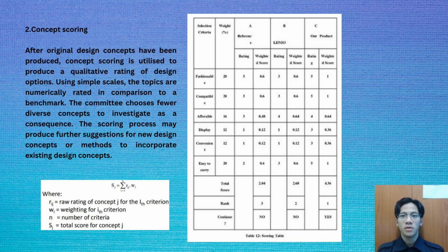As a result, the committee selects a smaller number of different concepts to pursue. Extra ideas for new design concepts or ways to integrate design concepts may emerge as a result of the scoring procedure. Once the ratings have been entered for each concept, the raw scores are multiplied by the criteria weight to get a weighted score.